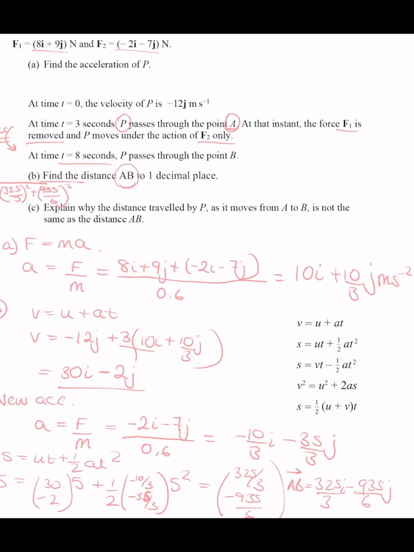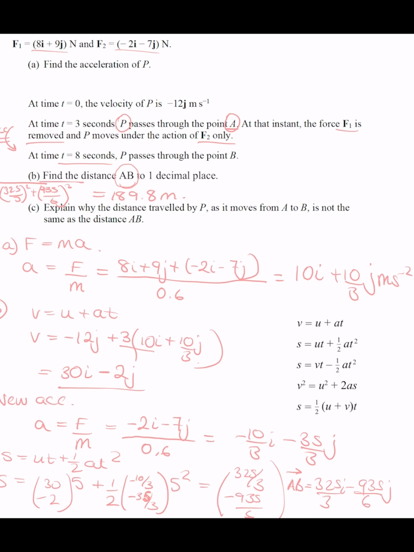And if I stick that into my calculator, like I said, hopefully their numbers will be a bit nicer if you do any questions like this. But you never know. Sometimes the numbers come out horrible and we just assume we've done it wrong. And we want that to 1 decimal place. So I've got 189.8 meters.